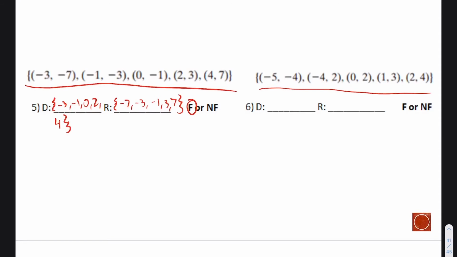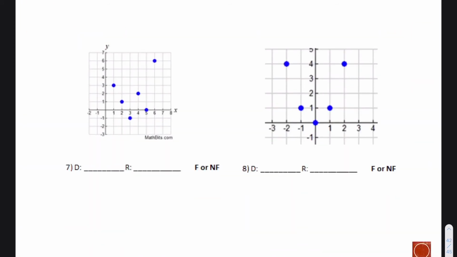Pull the x's out of the pair. Then pull the y's into their own set. You can see that the y's repeated, but that's fine. It's a function. This is the last part for the notes, and then it's time for you to practice on your own.